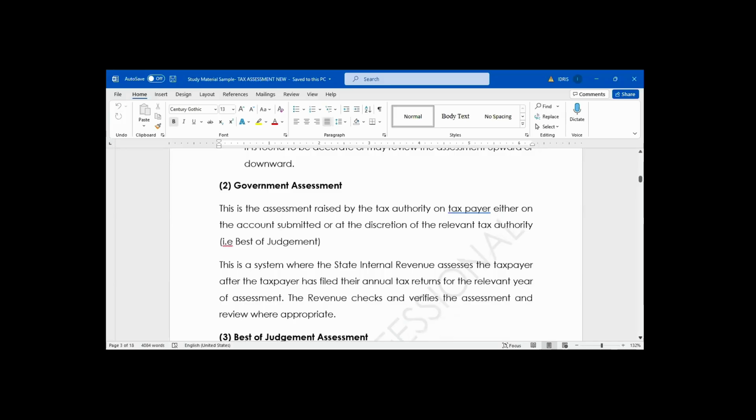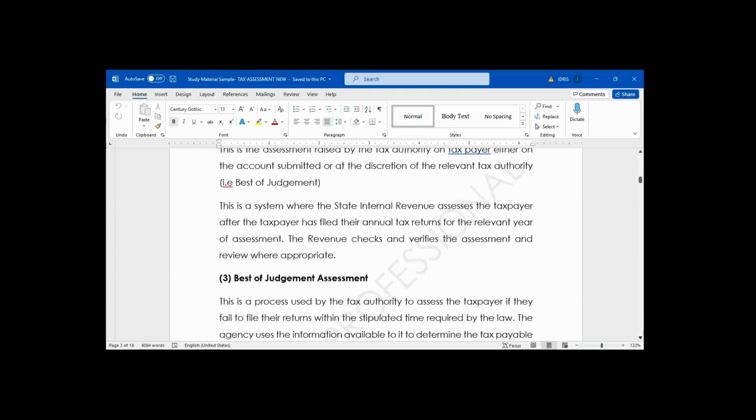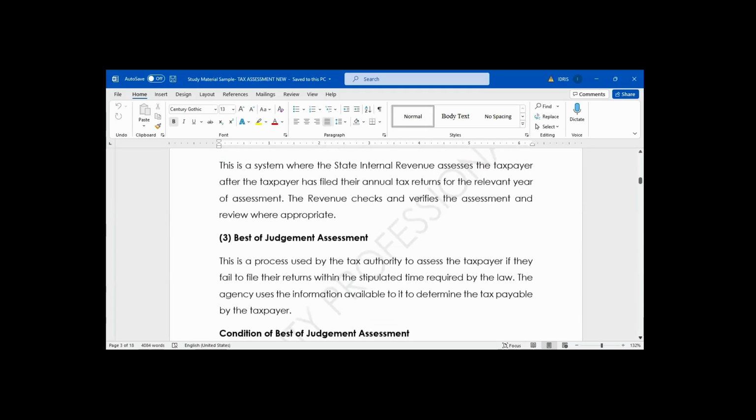So that is government assessment. In government assessment, the tax authority will ask the taxpayer, give us your account. From the account, they will now compute the tax that they will pay. They will not ask them to compute their tax by themselves. It is the tax authority that will compute the tax that they will pay based on the account submitted to them by the taxpayer. That is government assessment.